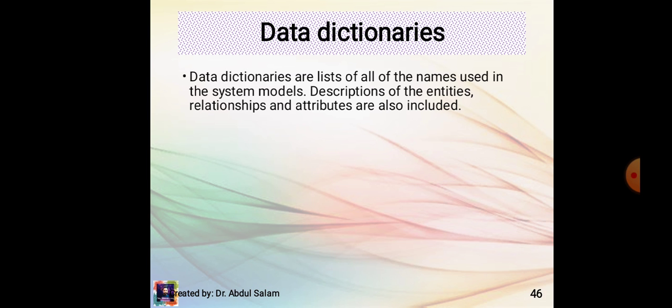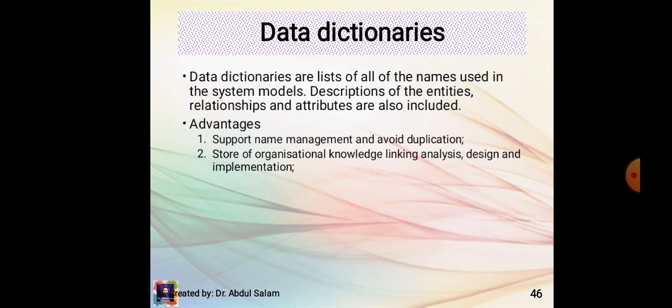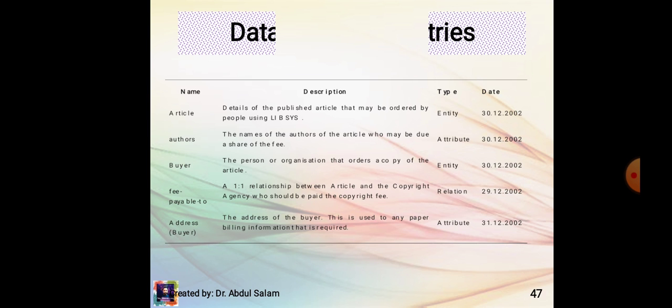Data dictionaries. Data dictionaries are lists of all of the names used in the system models. Descriptions of the entities, relationships, and attributes are also included. Advantages: support name management and avoid duplication, store of organizational knowledge, linking analysis, design, and implementation. Many CASE workbenches support data dictionaries. Data dictionary entries.